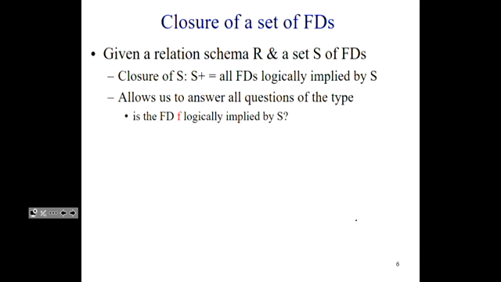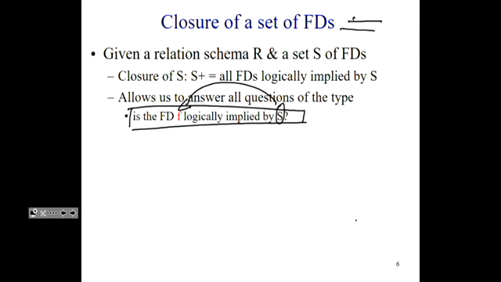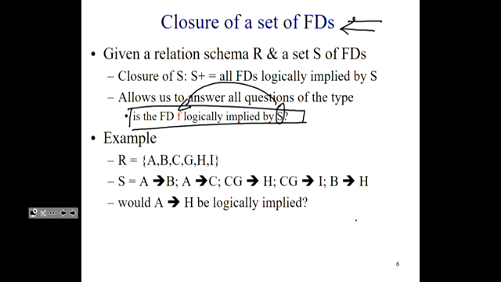Well, it allows us to answer all possible questions of the following type: is this functional dependency F logically implied by S? Okay, so you have a set of functional dependencies S, and you want to check whether a given functional dependency F is implied or not. To do that, one way of doing it is to compute the closure of the set of functional dependencies. This is expanding S out into all functional dependencies that are implied from S.